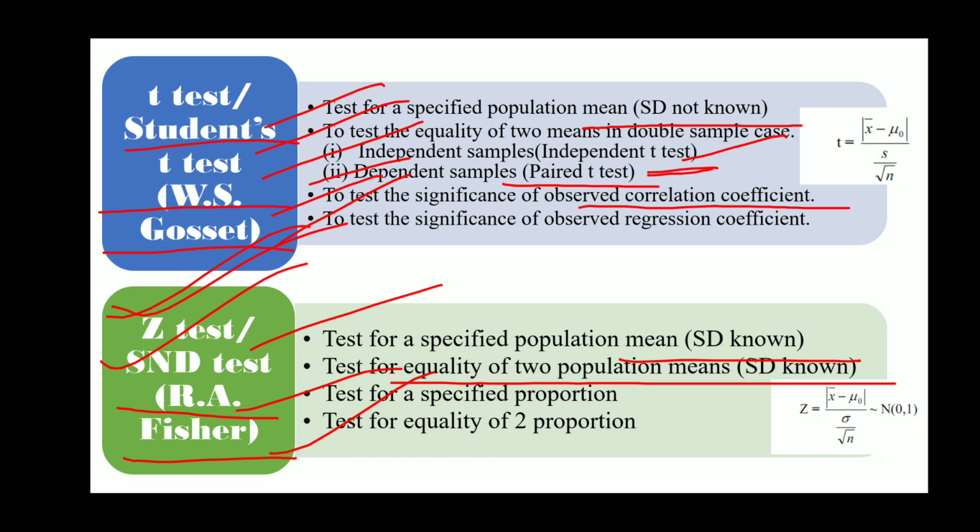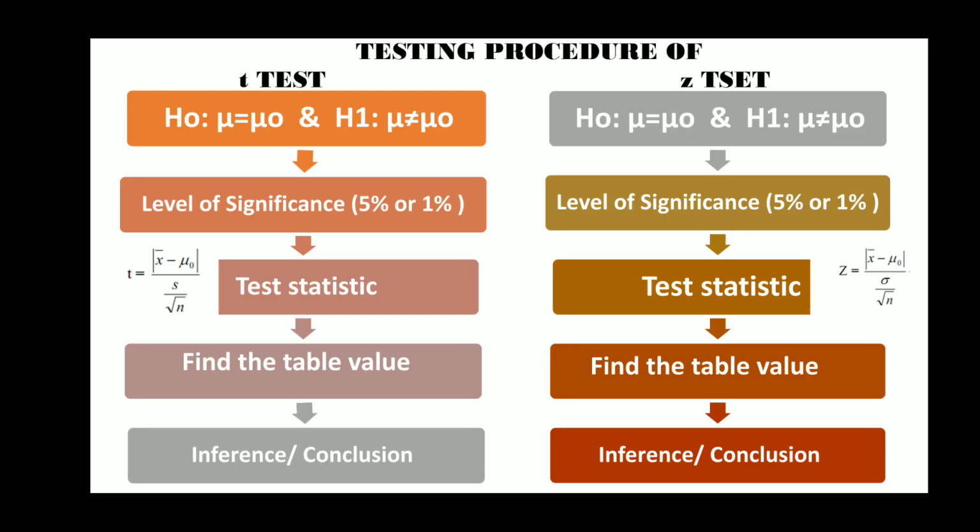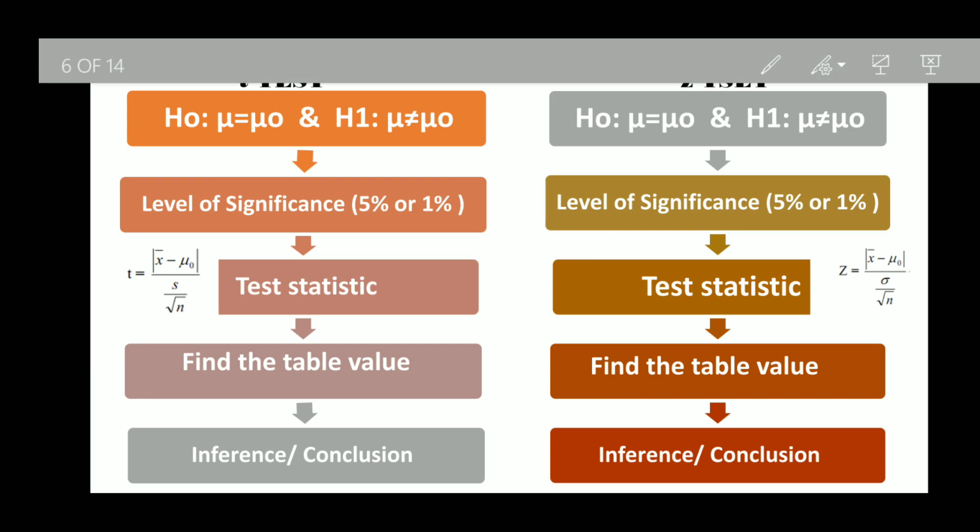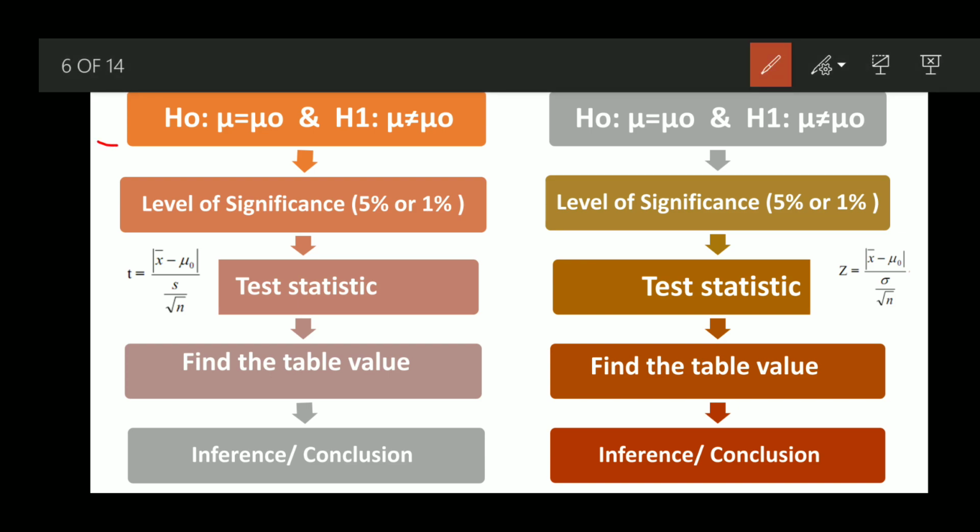Okay, and let's move to the next slide. This is the very important slide. Here we'll be discussing the procedure of testing. Here I have these two tests. Okay, so steps are similar for T and Z test. What is our first step? First step is to formulate the null and alternative hypothesis. Remember, this is the basic step.